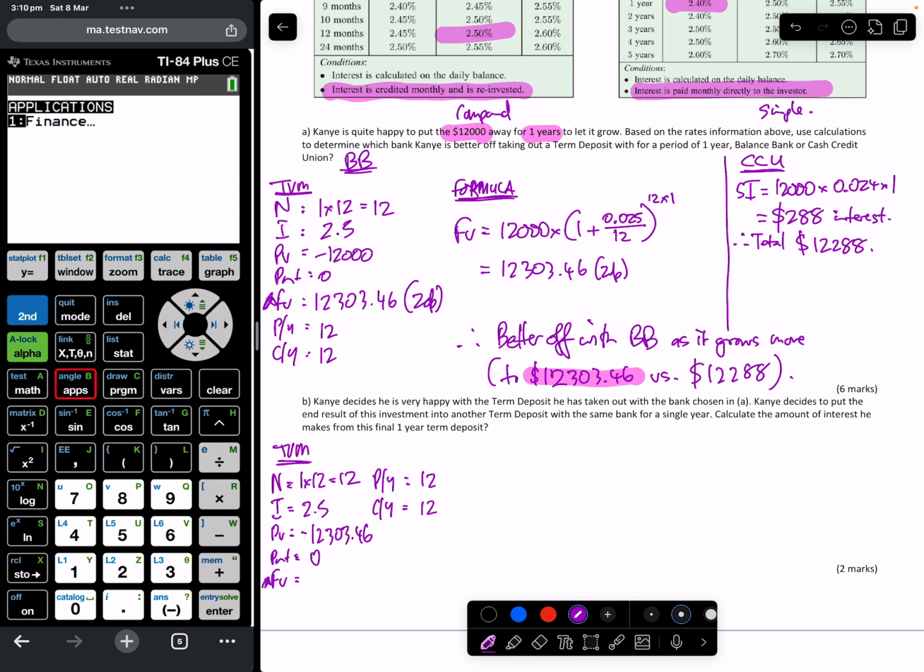Formula method. FV equals, he put $12,303.46 in, times 1 plus the interest rate of 0.025 over 12, to the power of 12 times 1 year.